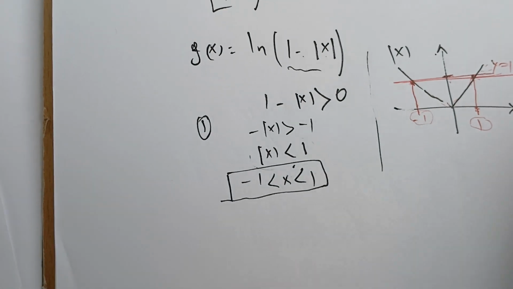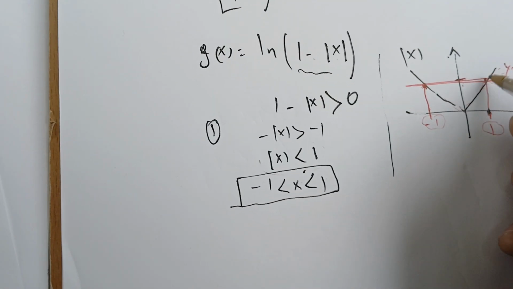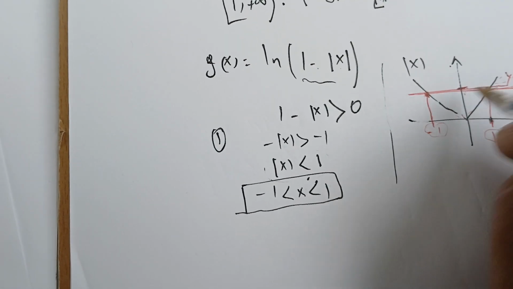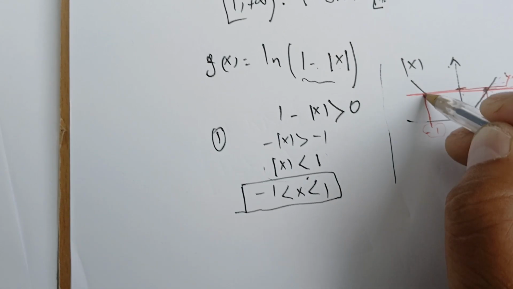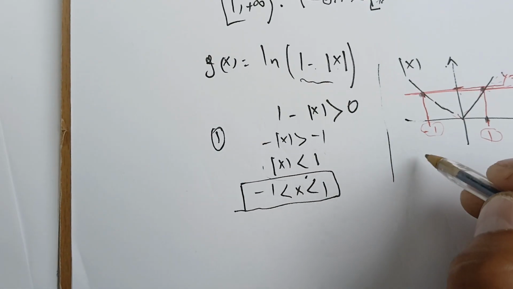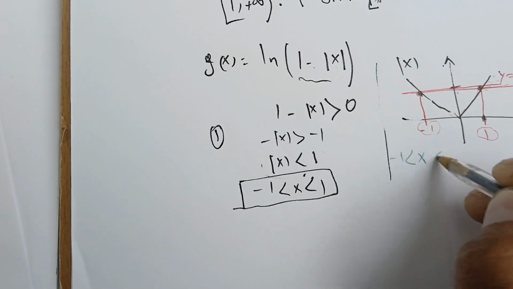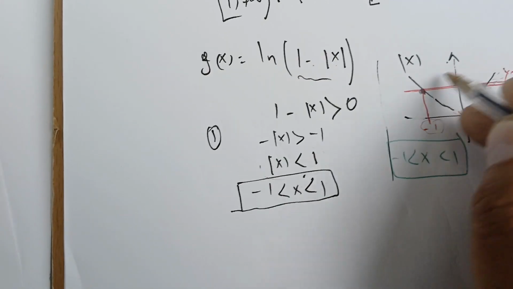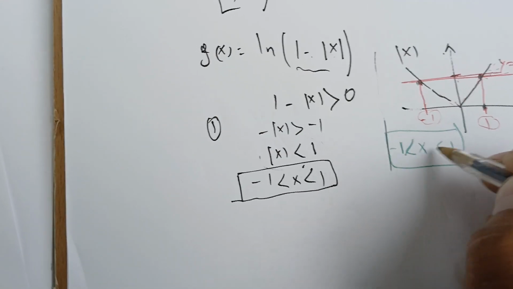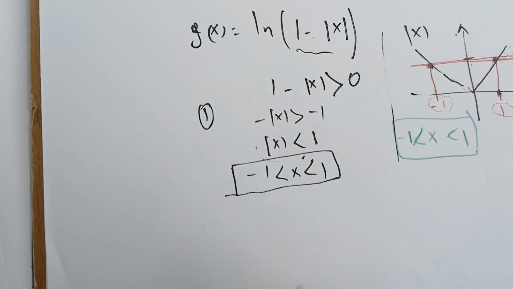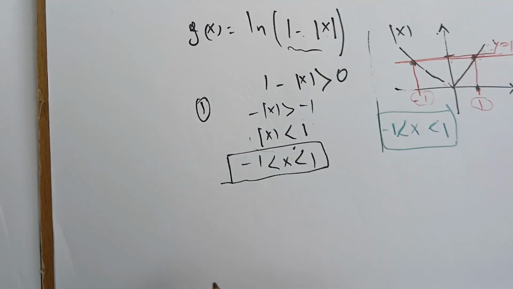Okay, so here when x is 1, we reach this value of y equals 1. When x is minus 1, we reach the value of 1. So we want to have x between minus 1 and 1 strictly. So this is graphically the result that we get, the same thing that we get using algebra.